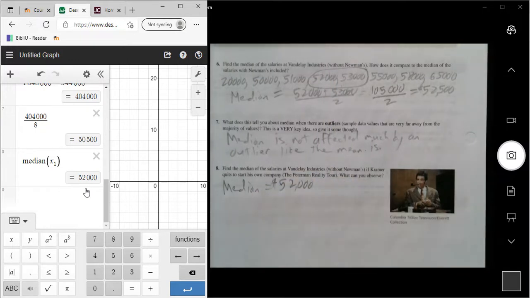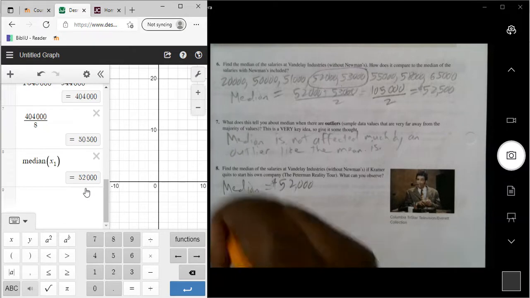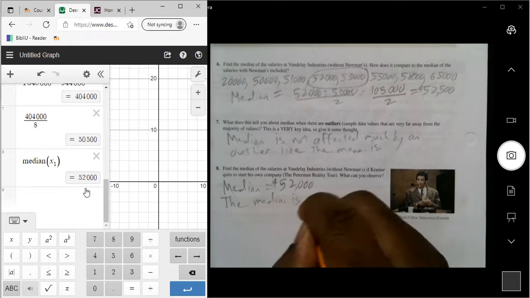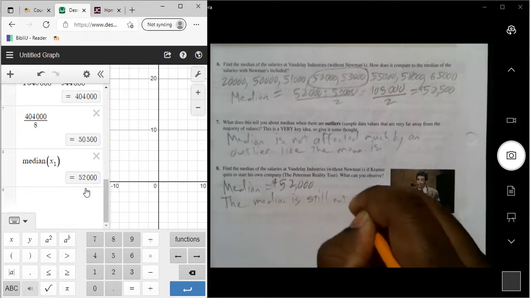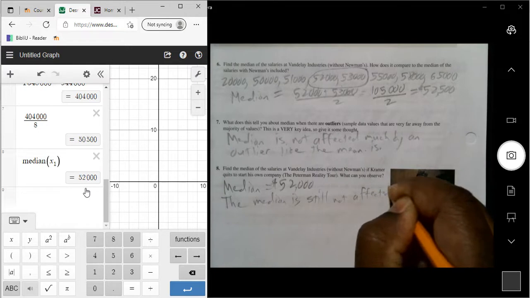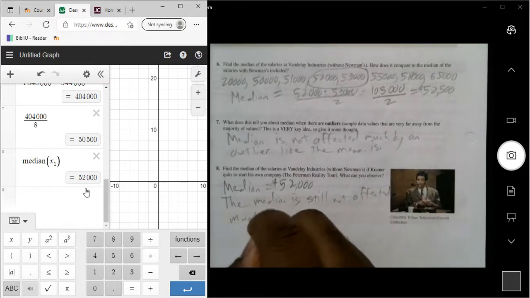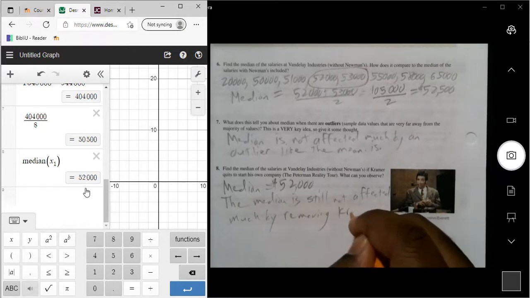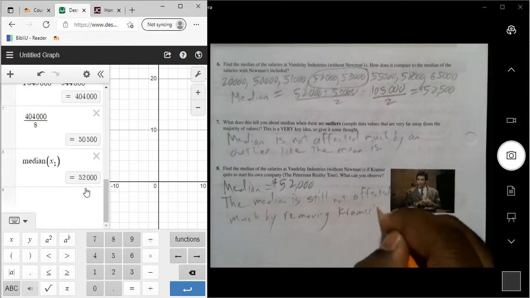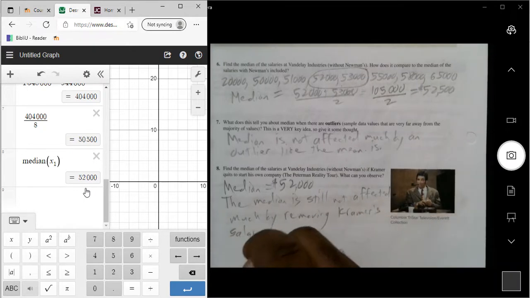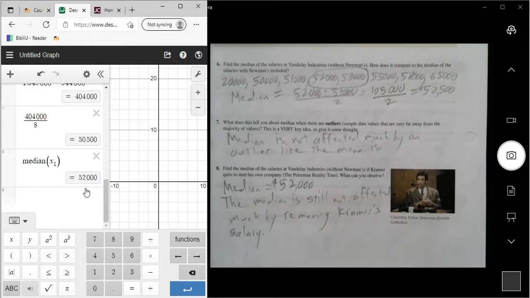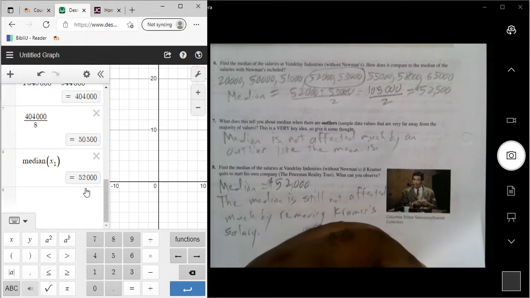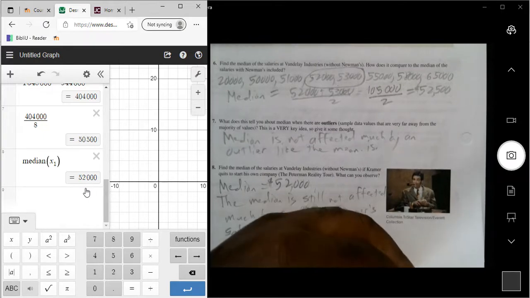Okay, so it says, what can you observe? The median is still not affected much by removing Kramer's salary. All right. Now we move on to our next page.